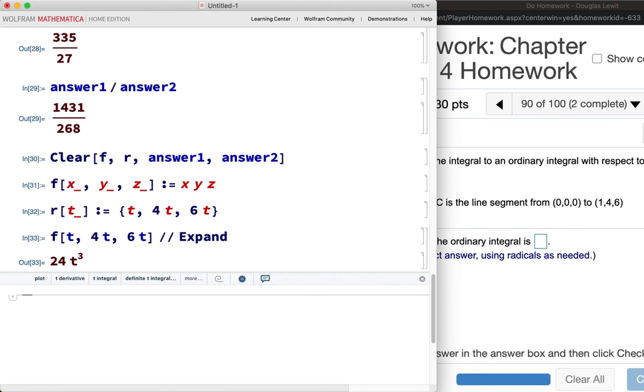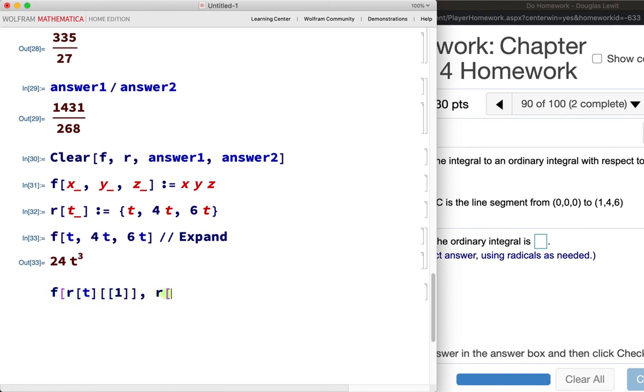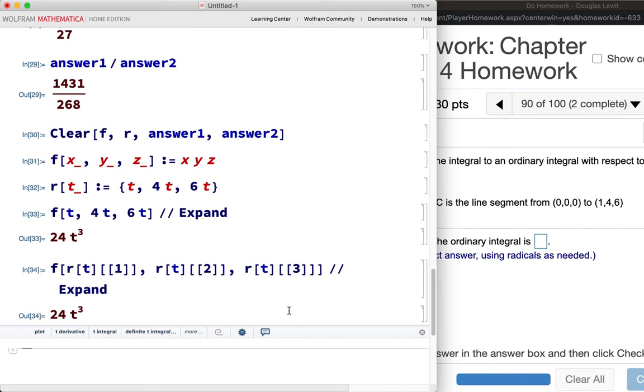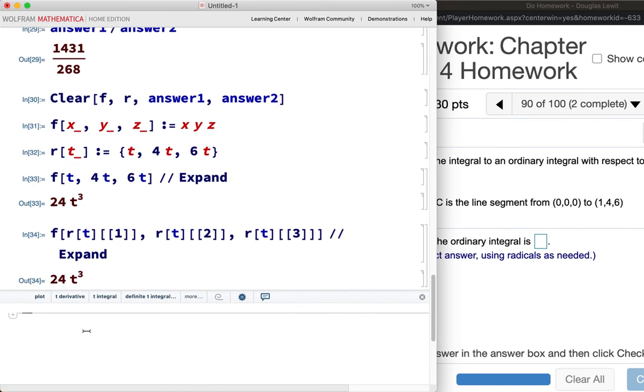Okay, but I would get the same answer if I did this, r of t1, r of t2, r of t3. Okay. So, and then I have to multiply this by the norm of the derivative of r of t. Okay, so again, it's very simple. How do I do that?